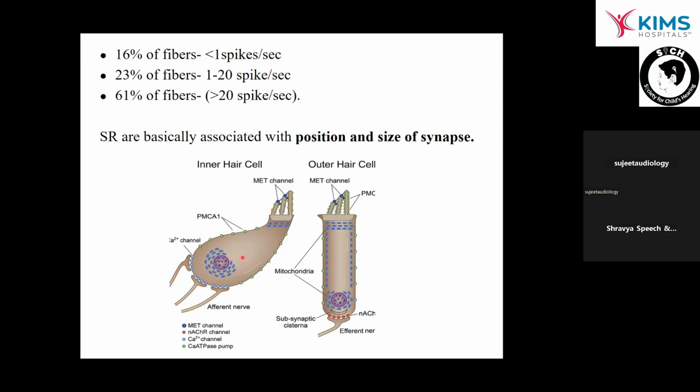Okay, so remember, the neurons which are towards the outer hair cells, I am talking about position-wise, towards the outer hair cells, they are high spontaneous rate fibers, and the ones which are away from the outer hair cells are low spontaneous rate fibers. Okay, so remember one more thing: low spontaneous rate fibers have high threshold, high spontaneous rate fibers have low thresholds.